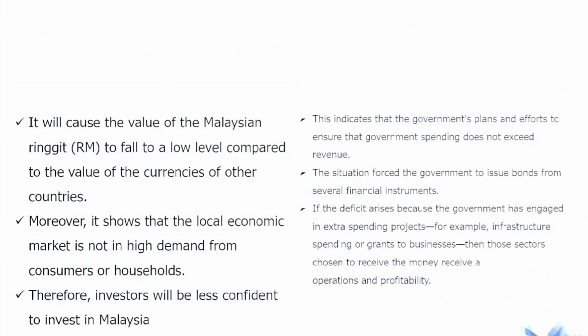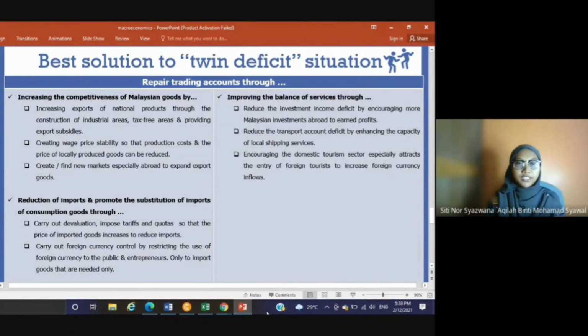Thank you. I will explain question 3, which is the best solution to the twin deficit situation. To solve the situation, the government can repair trading accounts through three things: increasing the competitiveness of Malaysian goods, reduction of imports and promoting the substitution of imports of consumption goods, and improving the balance of services.